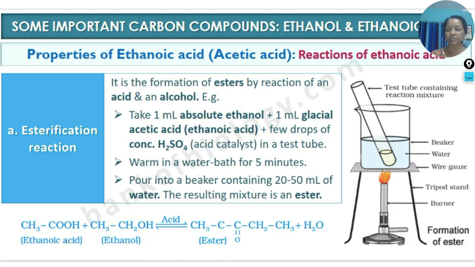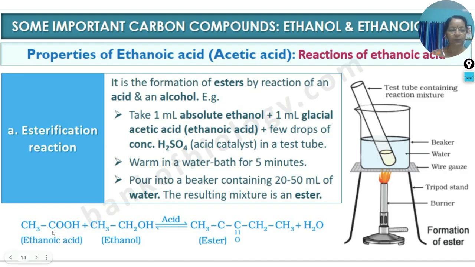Then pour this mixture into a beaker containing 20 to 50 ml of water. And then if you smell it, you can feel a pleasant fruity smell. Okay, that is because of the formation of ester. So we have taken ethanol and ethanoic acid, and in the presence of sulfuric acid they form a special substance called ester, a fruity smelling substance called ester.